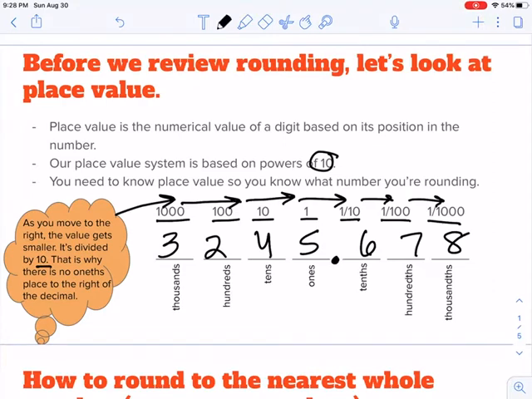The reason why I'm showing you this is because a lot of students have trouble right here. They know that this right here is the ones place, and they know that this is the tenths place, but where they have trouble is right here. They don't remember that that's the tenths place. The reason why it's the tenths place is because of this right here. There's no ones place. It's the tenths place.